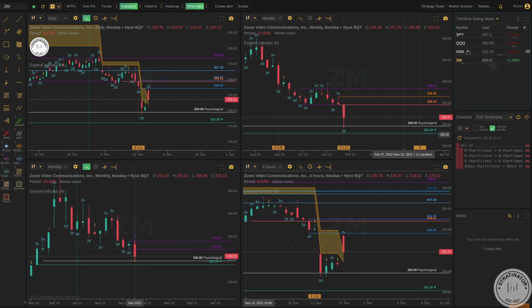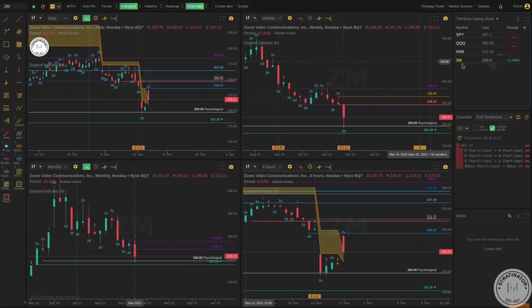SPY, QQQ and the IWM are always on all of my lists, because when I trade during the day, I like to have a quick overview of what the market does. And SPY, QQQ and IWM are normally good indicators of what the market does and in which direction it trades. So I have this on all my watch lists.